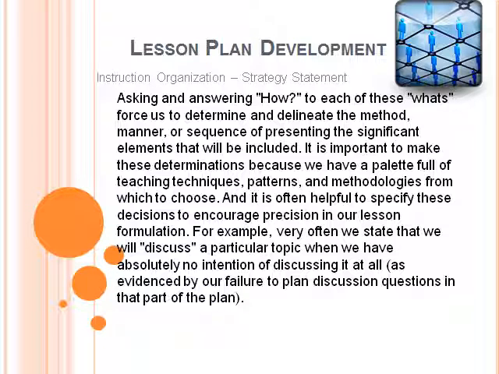For example, very often we state that we will discuss a particular topic when we have absolutely no intention of discussing it at all, as evidenced by our failure to plan discussion questions in that part of the plan.